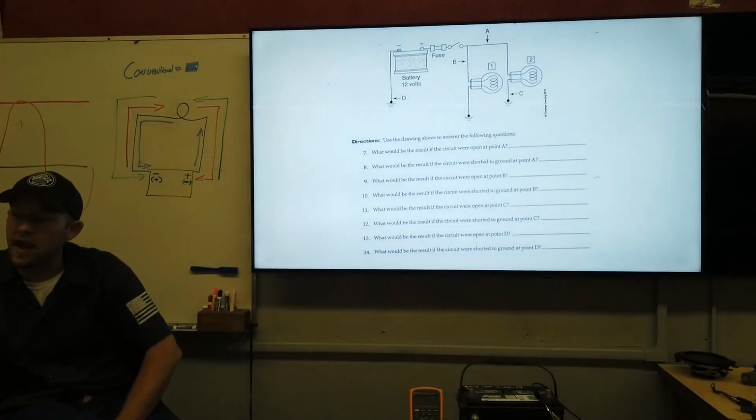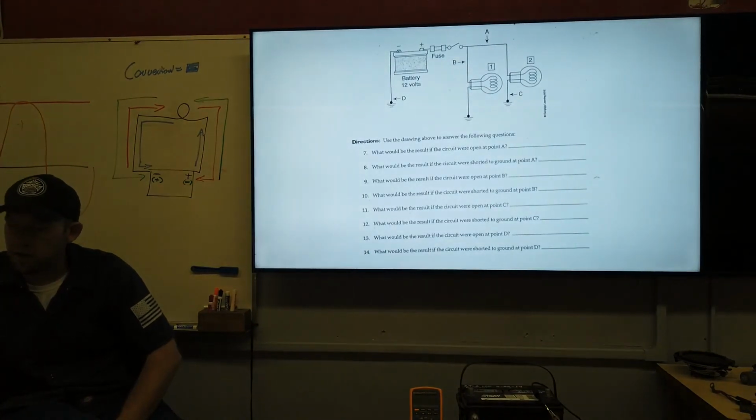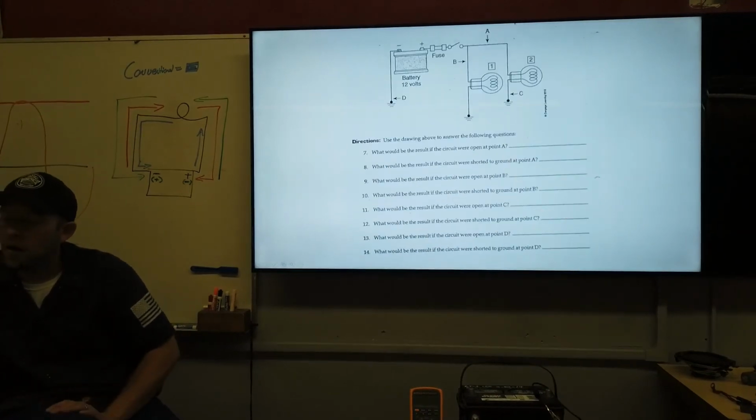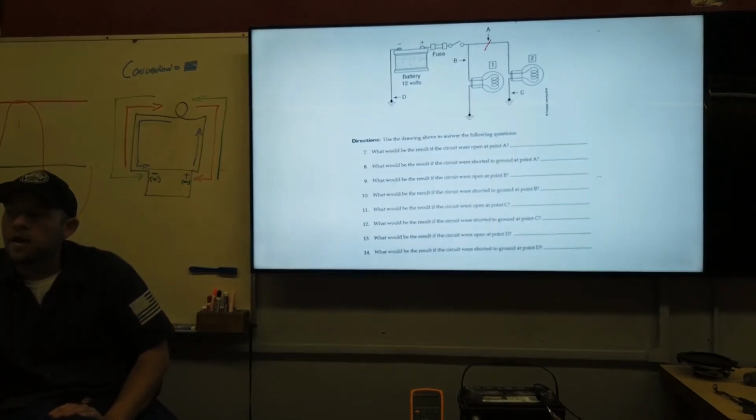So this one is now a parallel circuit, right? So we've got our parallel circuit on this page. This would be our parallel circuit. So what would be the result if the circuit were open at A? So if we had a break in the circuit right there, in this parallel circuit, then we've got a break here.